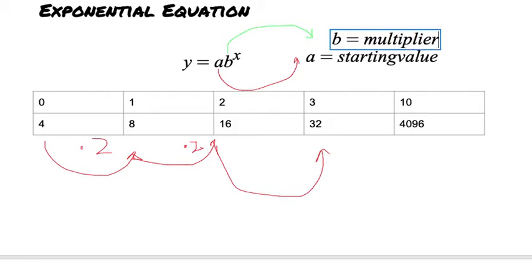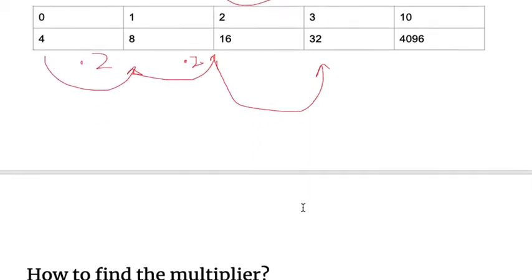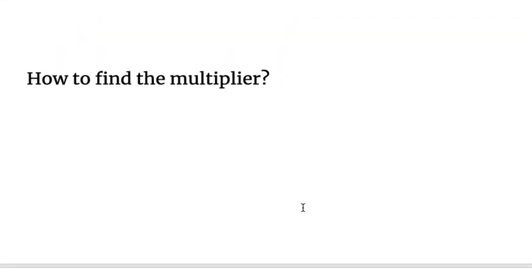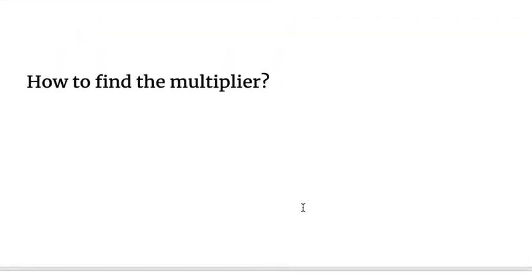Okay, so I have to be able to look at different things, and my x is representing how many times it's been multiplied. Okay, so that's going to represent my exponential equation. Now, in this situation, I had a table, so I was able to find my multiplier by looking at the table. What happens though if I'm not given a table and I want to find the multiplier? So how do I find the multiplier?